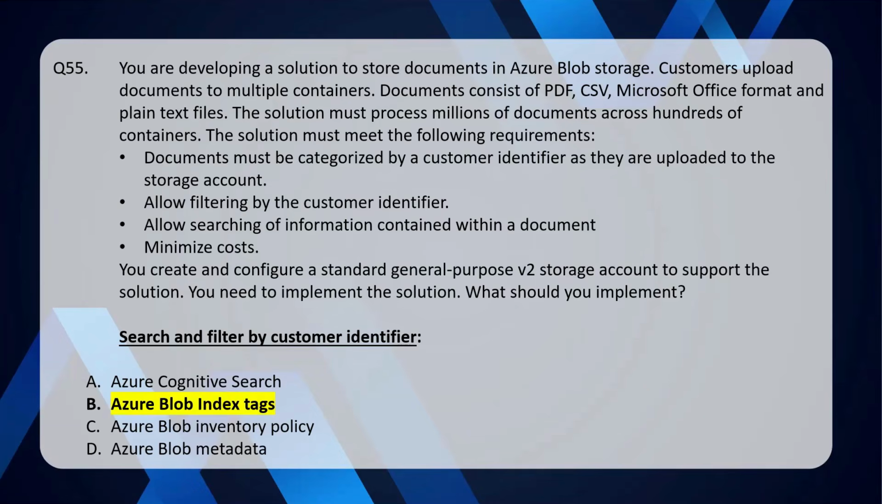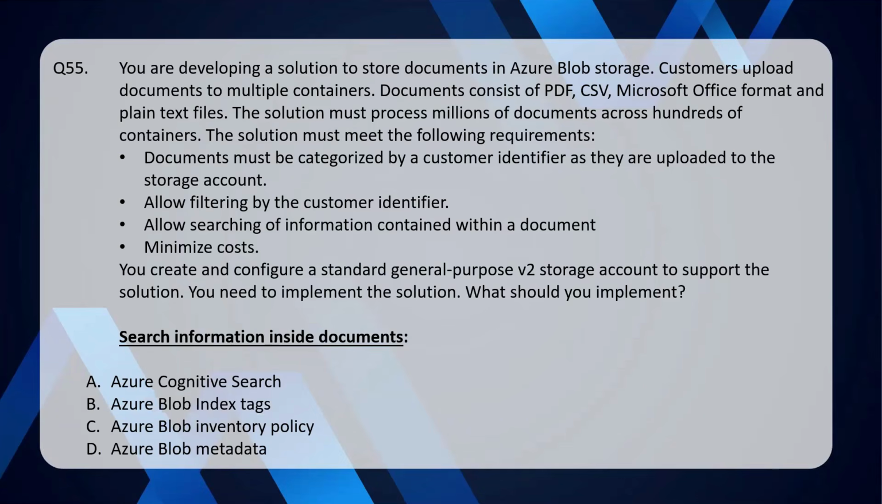They store key value pairs that are automatically indexed by Azure Storage, enabling fast filtering and searching across containers. Now, blob metadata allows you to store key value pairs, but metadata is not indexed for efficient search. Filtering millions of documents would be slow and not a scalable solution.